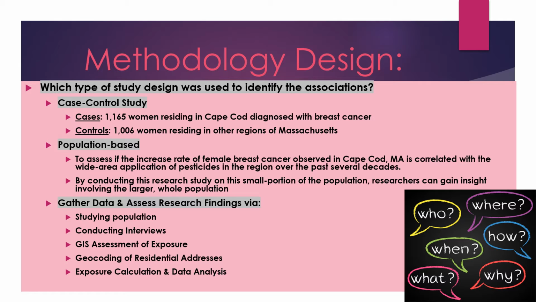And the methods they use to gather data and assess the research findings include studying the population. They conduct interviews with the cases and the controls. They also do GIS assessment to measure the exposure of these case and control individuals. And then they implement geocoding of the residential addresses, and then eventually calculate the exposure and perform other forms of data analysis.